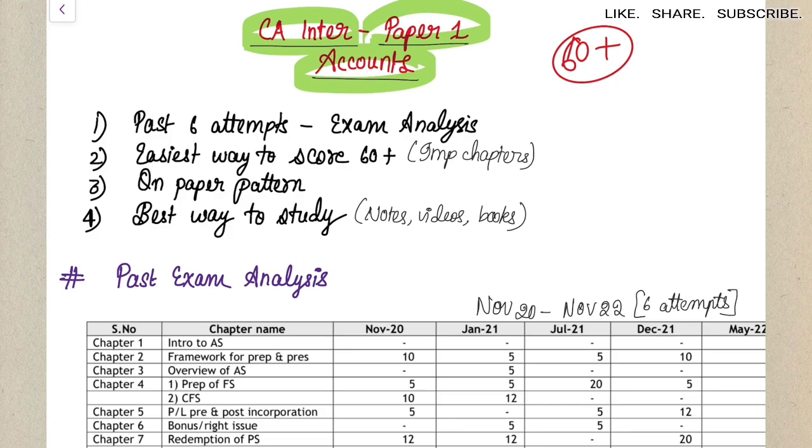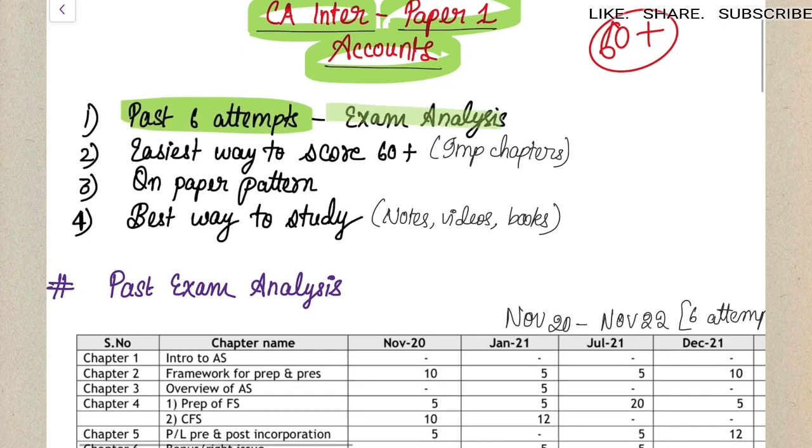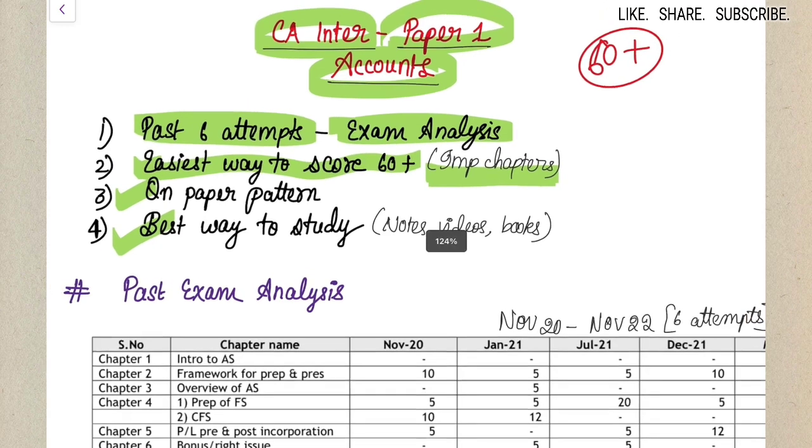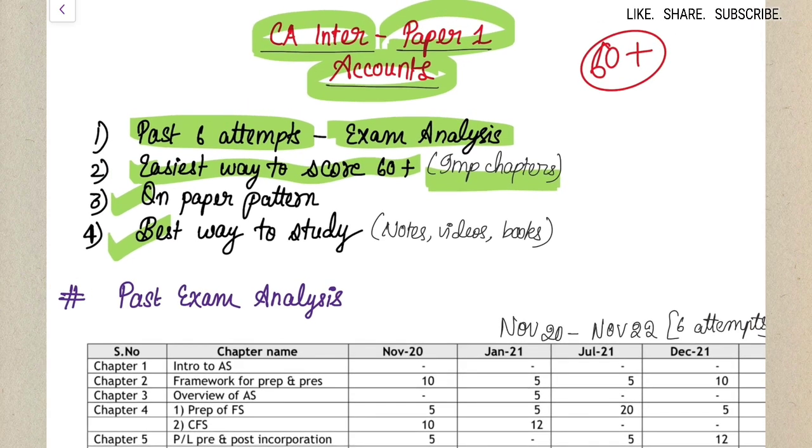Yes. So in this video, I'm going to cover the past 6 attempts exam analysis for you all, and along with that, I'm going to tell you what are the most important chapters in the accounts paper which you have to cover so you can easily score your 60 plus. Along with that, we are also going to discuss the question paper pattern and also what is the best way to study, from what notes, what books, what videos you can refer so that you are able to ease your preparation. Yes, so this is what we are going to cover in this video, and I hope this is going to benefit you all very much. So stay till the end of the video and take the most benefit out of it.